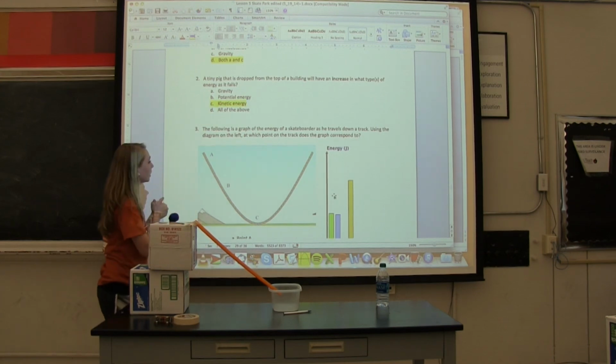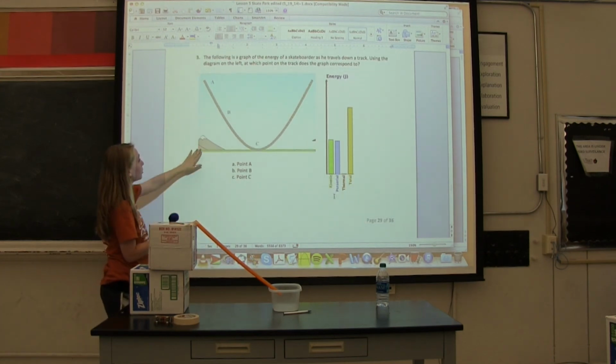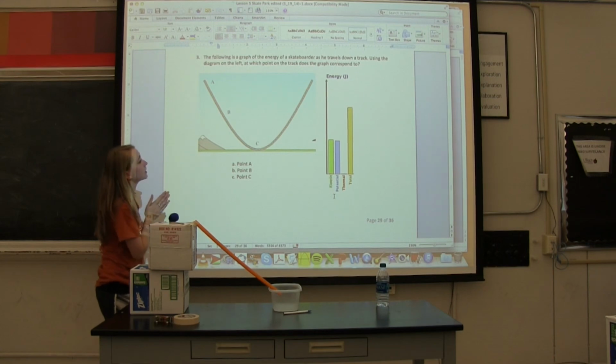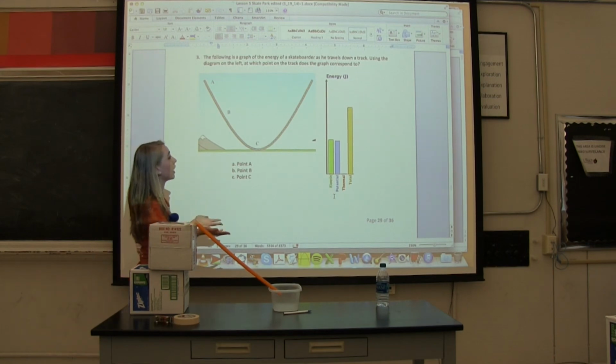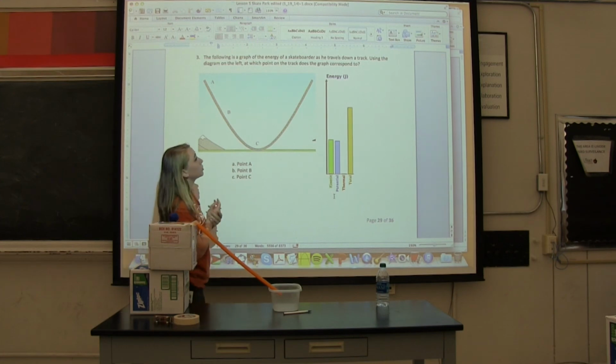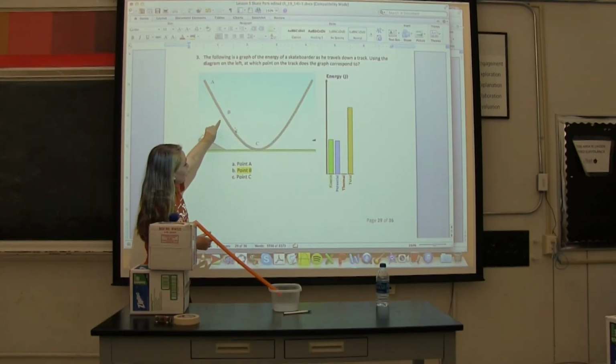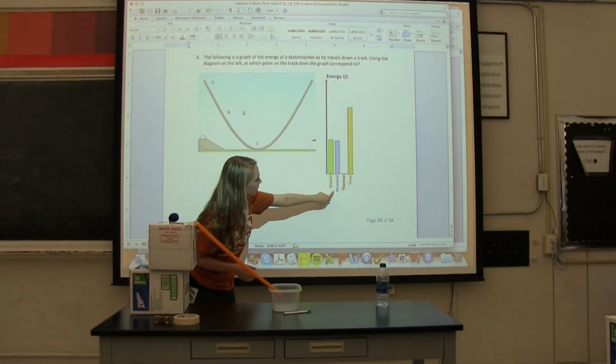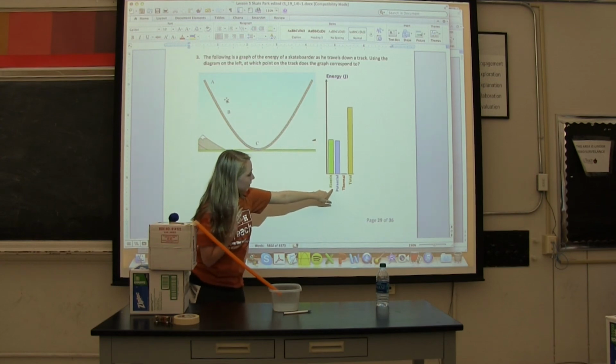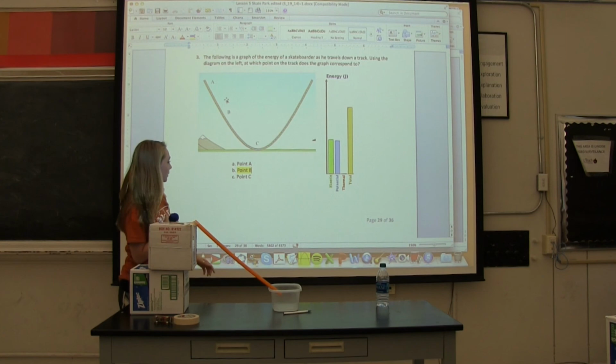Okay. Number 3, the following is a graph of the energy of a skateboarder as he travels down a track. Using the diagram on the left, at which point on the track does the graph correspond to? B. Very good. At point B, what does he have the most energy in? They're equal. Very good.